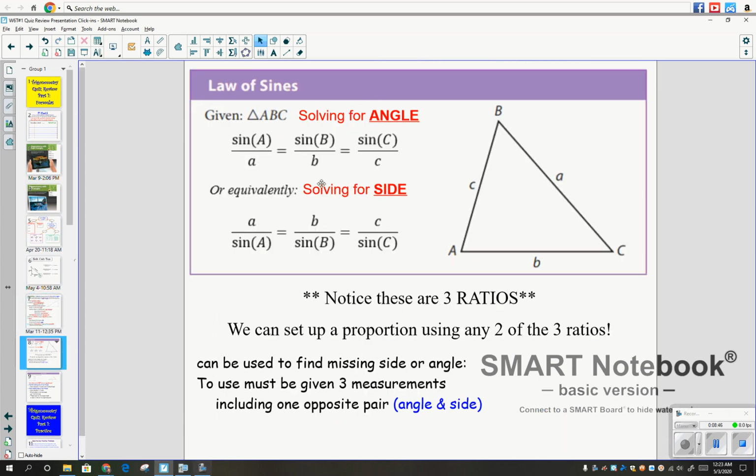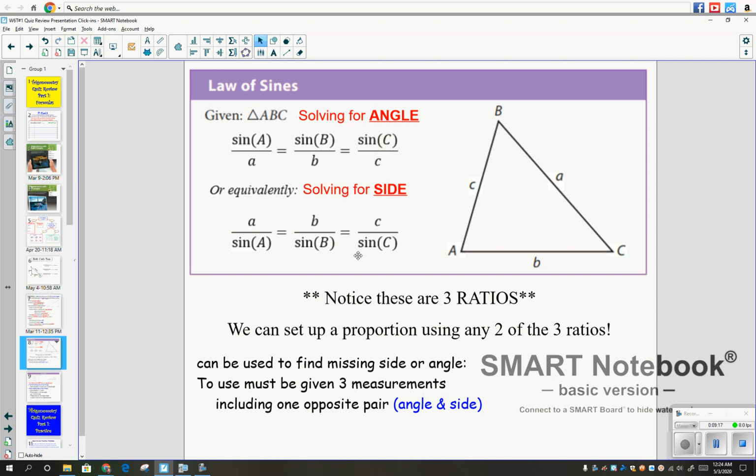Law of sines, I've got the two. Remember, there are three ratios. When we solve using law of sines, we only use two of them. We either do sine of the angle over the side, and whatever we're solving for, we put that one on top. So we use that one if we're solving for an angle. Or we put a over sine of A, b over sine of B, c over sine of C. These sides, which represent the lowercase letters, go on top, and sine of the angles on the bottom, if we're solving for a side. Now we're only going to use two of those.